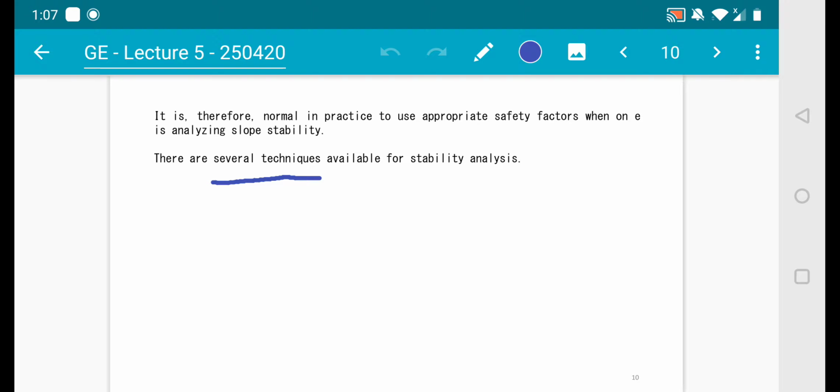It is therefore normal in practice to use appropriate safety factors when one is analyzing slope stability. There are several techniques available for stability analysis. Now we're going to look at some of these stability analyses.